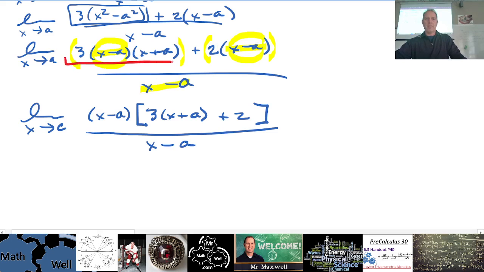There's one big massive term that's factored, and here's another term that's factored. So between those two terms, I have a common factor of x minus a, which I drew out. And what I'm left with, if this is gone, is 3 times x plus a. I'm left with 2 here. Any questions?